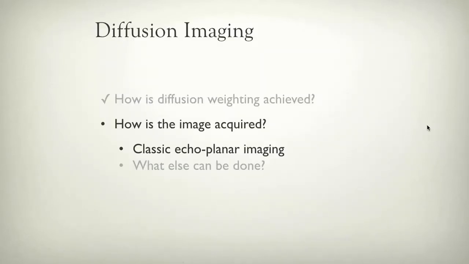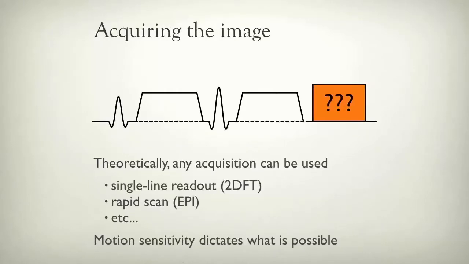Okay, so that's how we achieve diffusion weighting, or at least those are a few of the possibilities for achieving diffusion weighting. The second part of any given diffusion pulse sequence is how we acquire the image. And again, this is somewhat independent of how you prepare the magnetization to have diffusion contrast. So let's just start off again with what the most conventional thing is, which is echoplanar imaging, and then I'll tell you a little bit about alternatives to that.